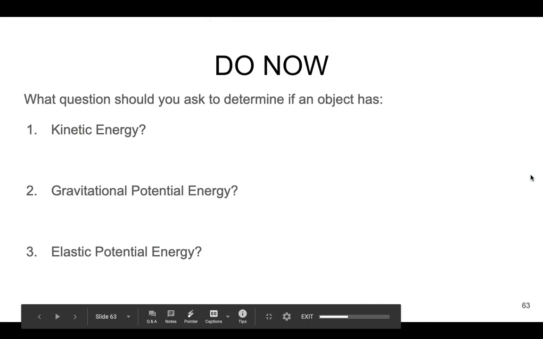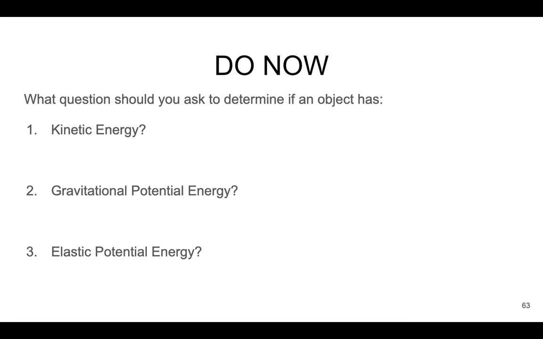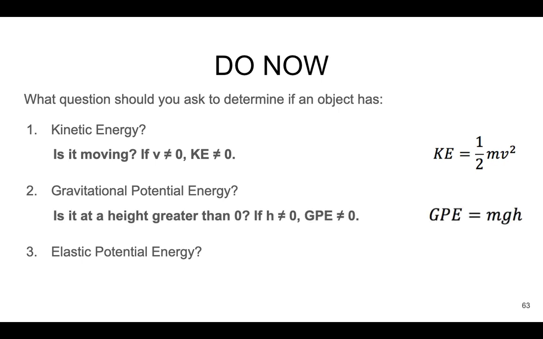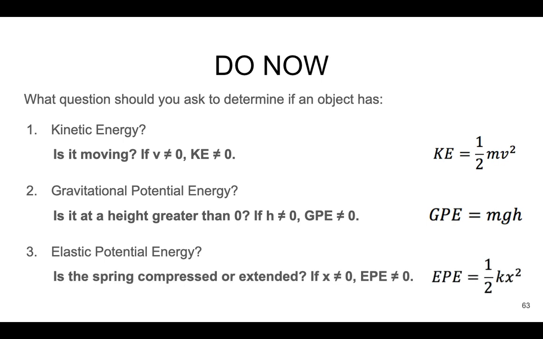So think back, if you're doing the conservation of energy problems, you're supposed to look at your sketches, and for each sketch, you ask yourself these three questions. What is the question for kinetic energy? The question for kinetic energy is, is it moving? Because if it's moving, that means if velocity does not equal zero, kinetic energy won't be zero. What is your question for gravitational potential energy? You should be asking yourself, is it at a height greater than zero? Because if it is, then there will be GPE. And finally, the question for elastic potential energy: is there a spring that is compressed or extended?